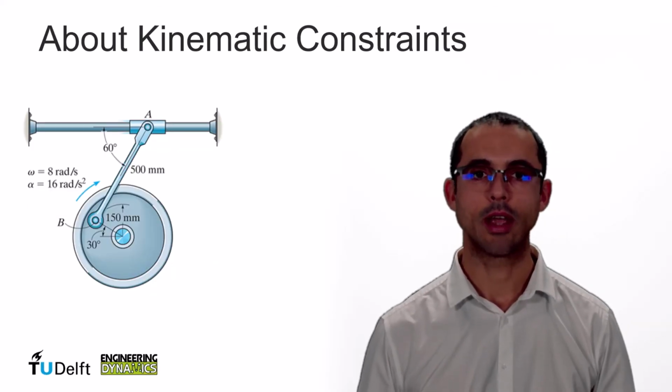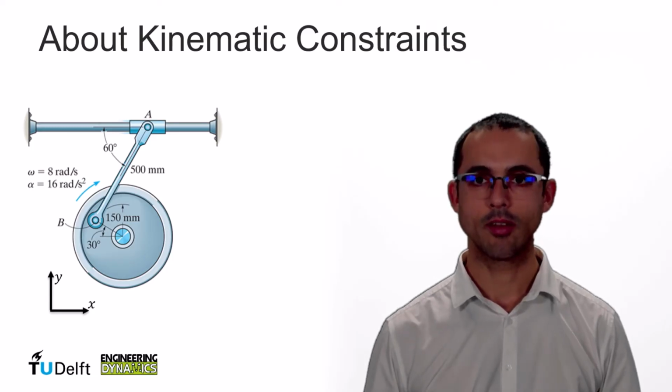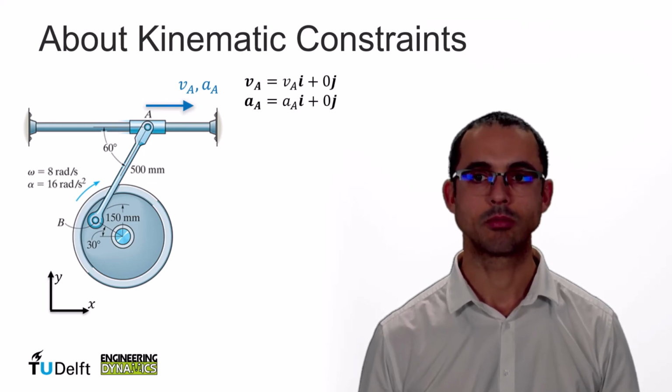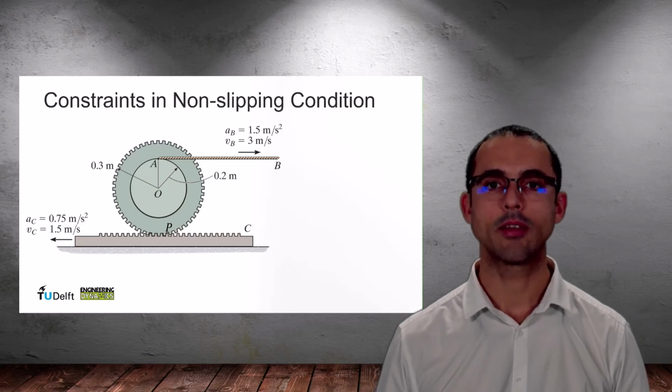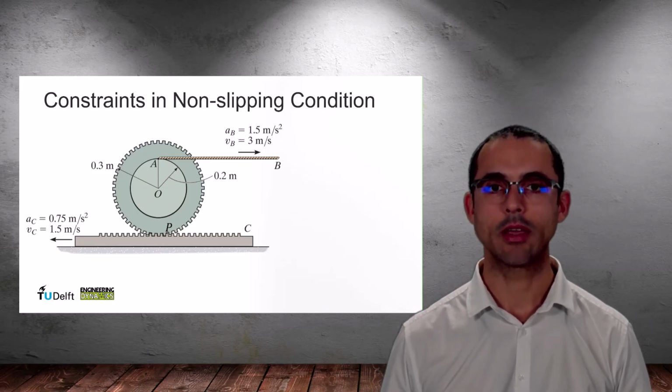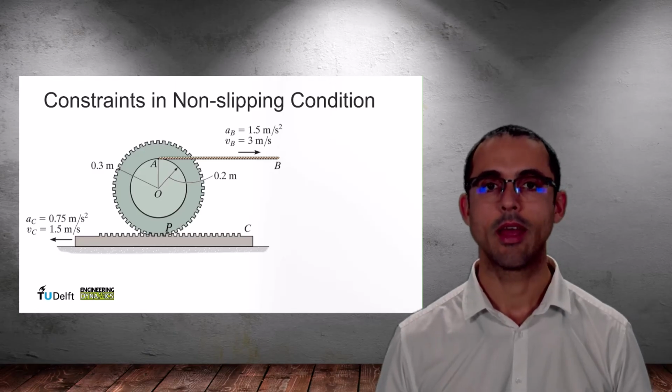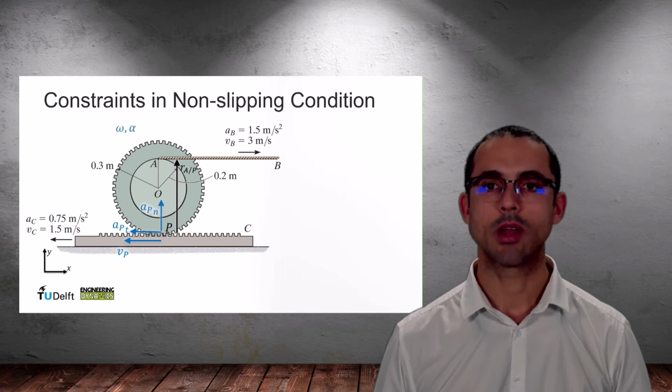Quickly looking into this other example, we first define our coordinate system, and we are then able to define the constraints in vector form. In this other example, we have constraints in a system where a gear rolls along a track without slipping. The non-slipping condition is applied at 2 points. First at point P, because we have contact between two gears, and also at point A, because we have an unwinding cord. First, we define a coordinate system. Then, we draw the kinematic diagram containing all relevant relative position vectors, velocities, and accelerations. We can now identify all kinematic constraints of this system.